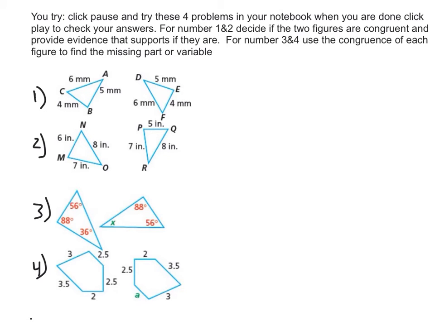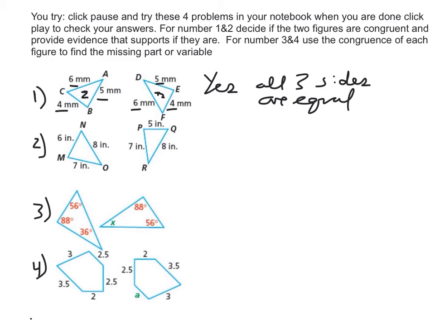So number 1, are these two triangles congruent? Well, if you look at the sides, we have 4, 5, and 6. The other triangle has sides of 4, 5, and 6. So yes, they are congruent because all 3 sides are equal.